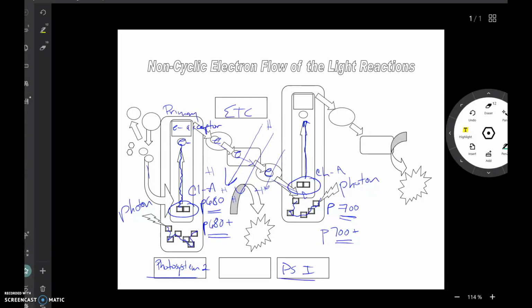Where it's pulling its electrons from is water. Okay, so water is the source of our electrons for this particular photosystem. When the water enters there, it undergoes an enzymatically catalyzed reaction. We get some oxygen coming off, we get hydrogen, and we get electrons.